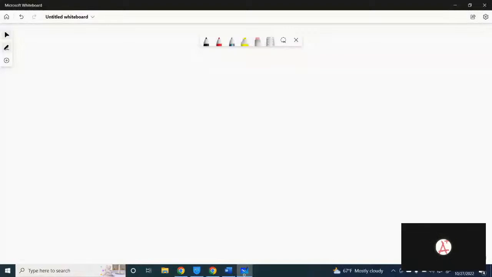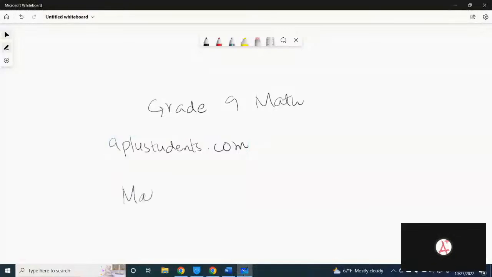So we're going to start with grade 9 maths. You can find all the lessons on aplustutor.com. You have to log in there using your email address and the password provided by the administrator. Then select math from the subject tab, scroll down to grade 9 maths, and click on view all lessons.